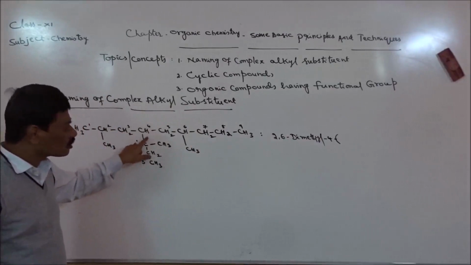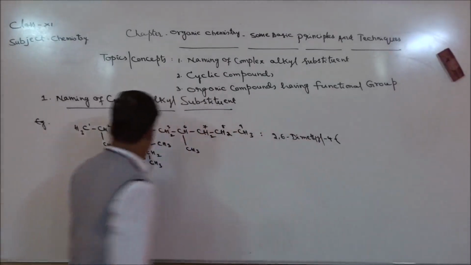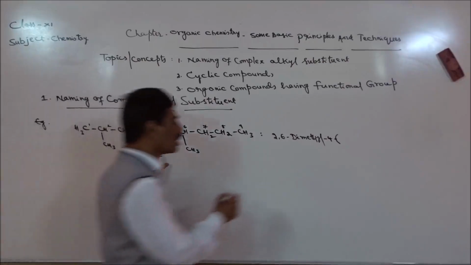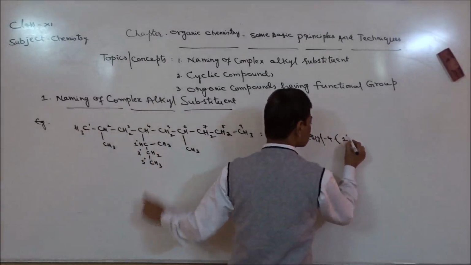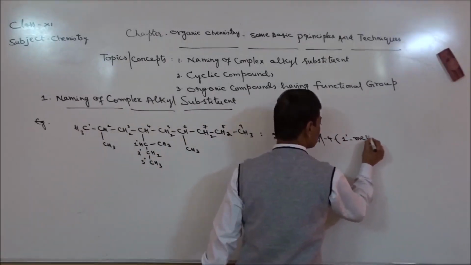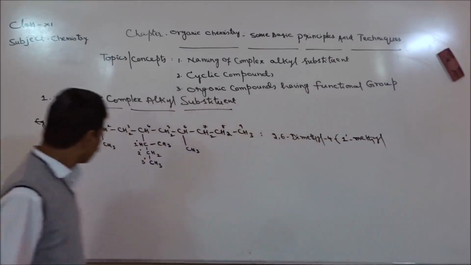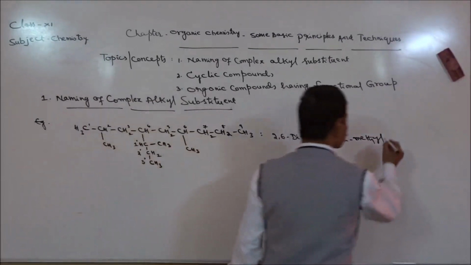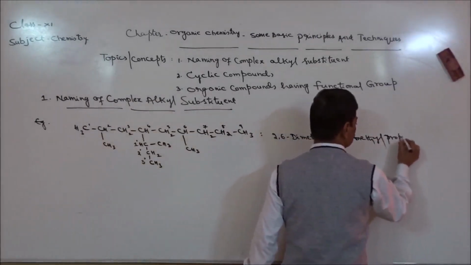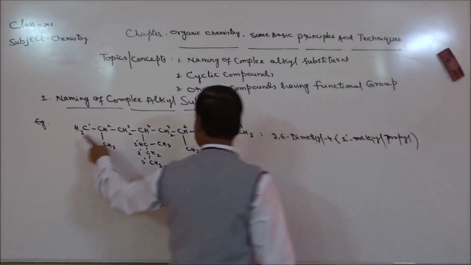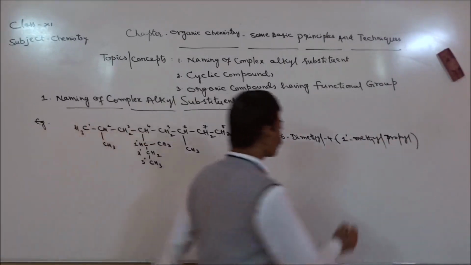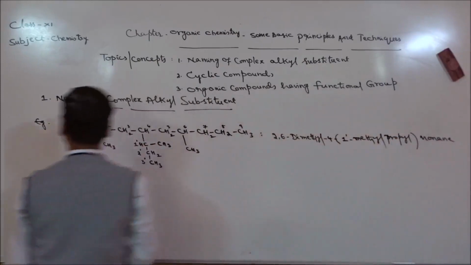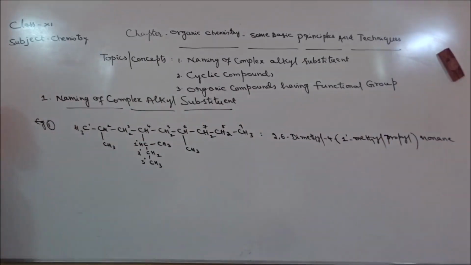This entire thing is connected to the fourth carbon atom, so 4 is written. Now, the first carbon atom, to that 1 dash carbon atom, a methyl group is connected. So, I will write 1 dash methyl. Next, this substituent has 1 dash, 2 dash, 3 dash, means 3 carbon atoms. So, propyl. The long chain has 9 carbon atoms. So, it is nonane. That's all. That is example 1.